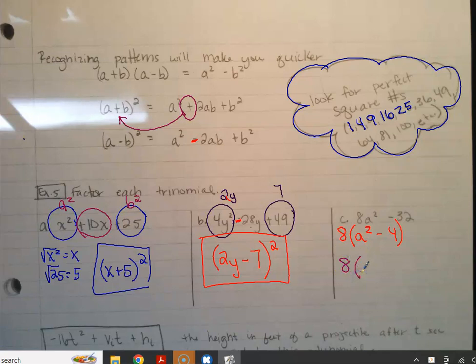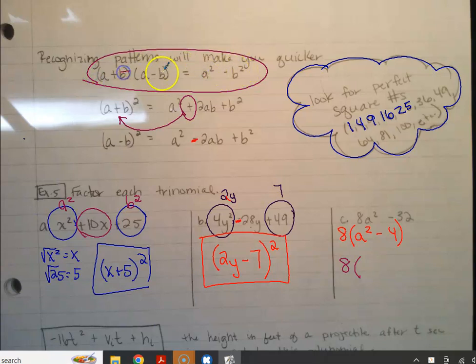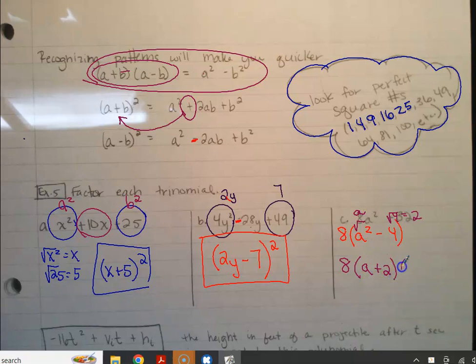So it looks like this top one, right? It's a lot simpler here than it is here. We have more work to do. So this is going to be 8 times a, no, not minus 4, because remember we have to think about the square root of 4. The square root of 4 is 2, just like the square root of a squared is a. So it goes a plus 2 times a minus 2.